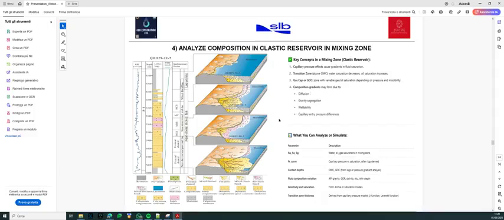What can we analyze and simulate? We need to analyze these parameters: water, oil and gas saturation in the mixing zone, because generally we always have a mixing zone in this situation. With a standard lithology, we have a column of clay, of marine clay. The evolution of the area is represented in this way.